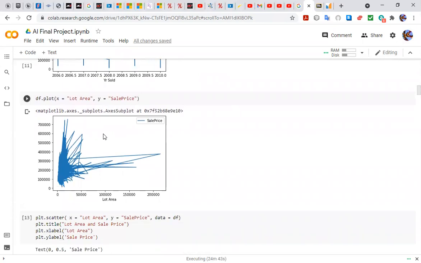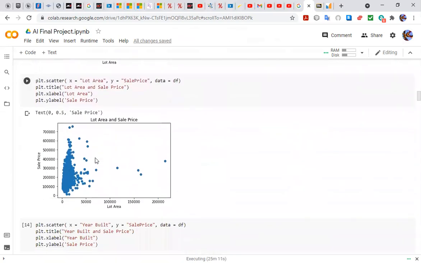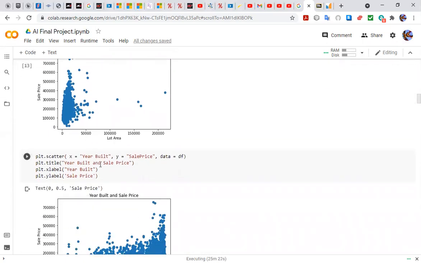And then here we have the analysis of the lot area, where the lot area is plotted on the x-axis and the sale price on the y-axis. It's a little glitchy because we have a huge data set of a lot of homes that were sold over the past couple of years, from 2006 to 2010. And down here, I posted a scatter plot of the lot area and the sale price to get a different representation of the plots.